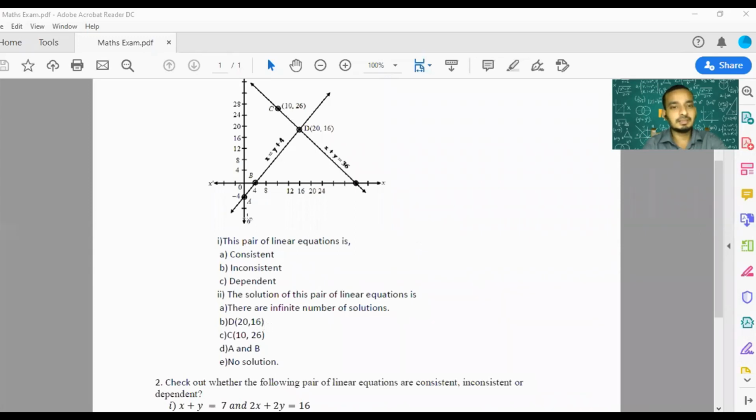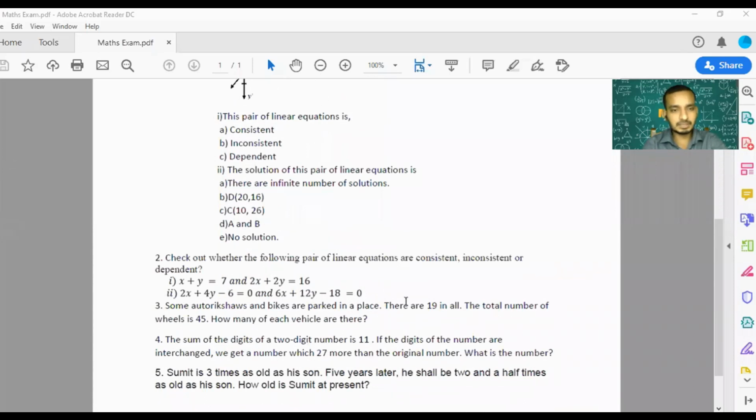Point D and sub question number B. Okay, B point name is D. 2016 is the intersecting point of these two lines given. Okay, so 2016 is the solution of this pair of linear equations. This is very simple, right? First question. You can save time from the 1 mark questions or 2 mark questions. Actually, these are 1 mark questions. Very simple. Okay. The next question.